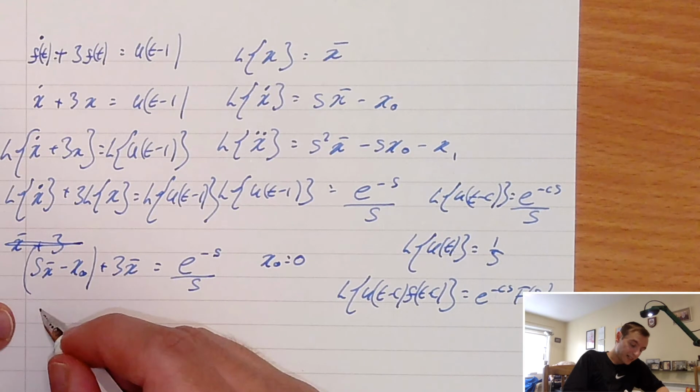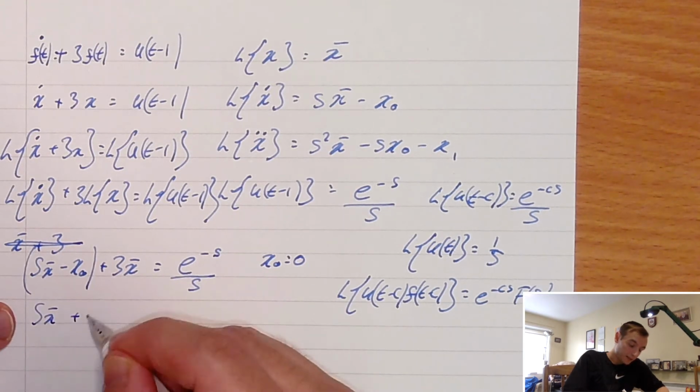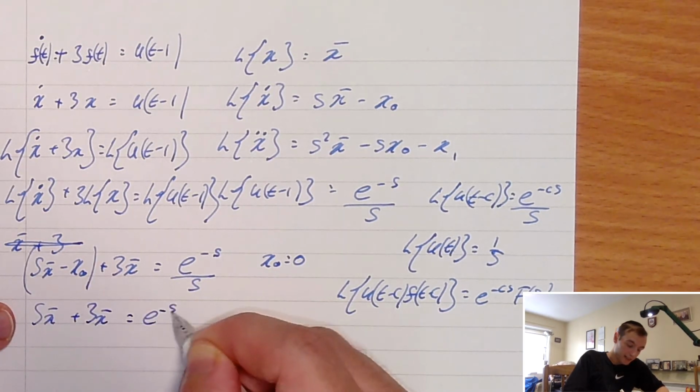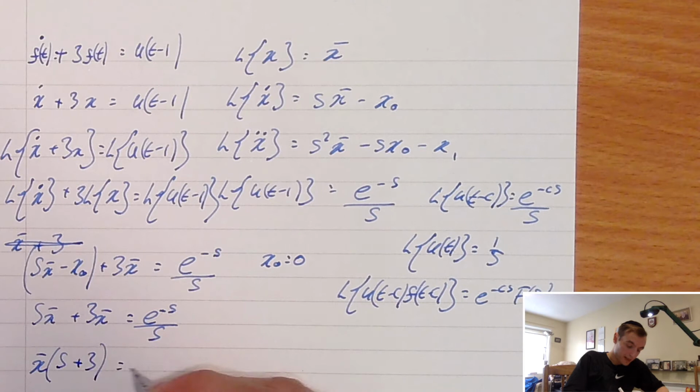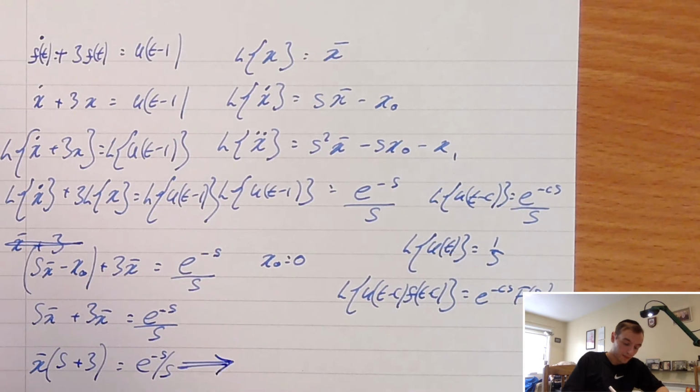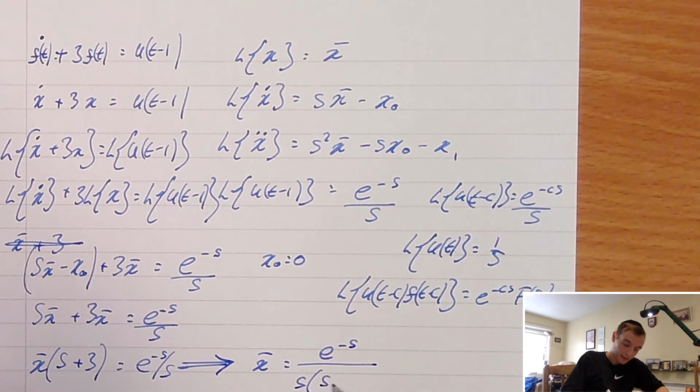So we can actually say that s x bar plus 3x bar equals e to the minus s on s. And then we can take the x bar out, obviously, and say x bar times (s plus 3) equals e to the minus s on s. And then we can divide both sides by s plus 3, and that's going to imply that x bar equals e to the minus s on s times (s plus 3).